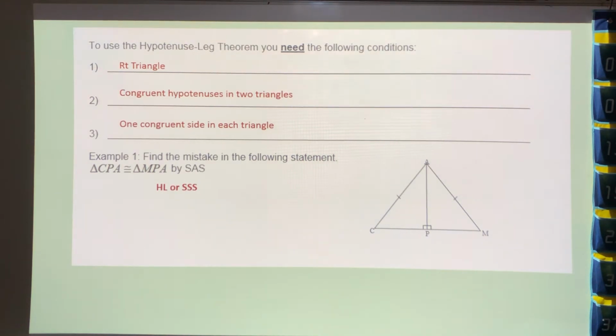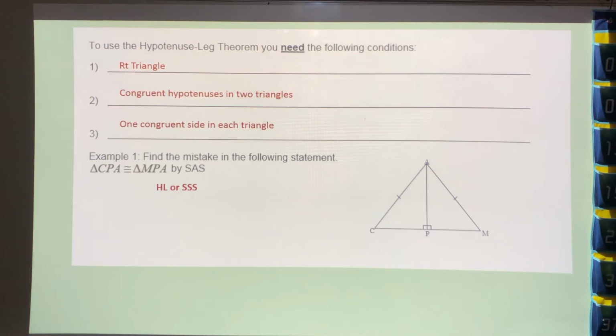All right, so in example 1, find the mistake in the following statement. Triangle CPA is congruent to MPA. If we look, we have one congruent side listed, we have a shared side in AP because it reflects a property, and we have an angle. So do we have a hypotenuse and a side?